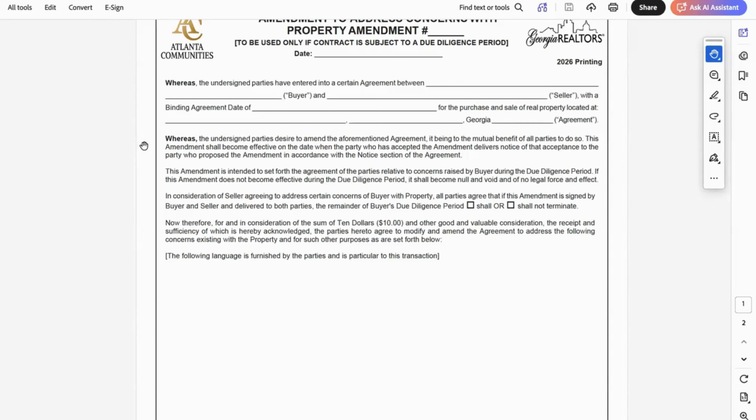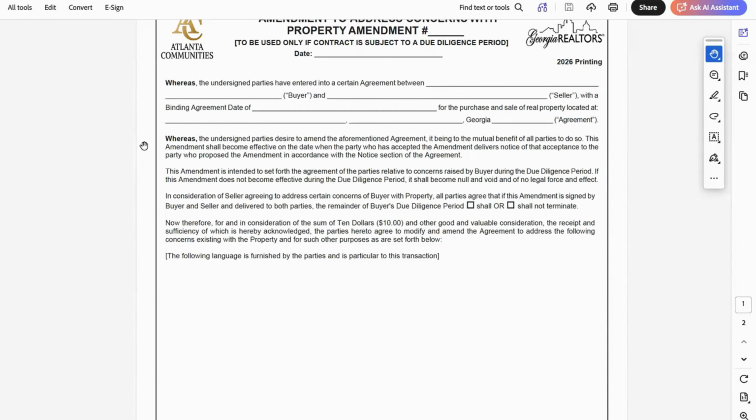Key legal protection. This form states, if this amendment does not become effective during the due diligence period, it becomes null and void. If the buyer and seller do not reach agreement before due diligence expires, the agreement has no legal effect. After due diligence, the buyer usually loses repair negotiation leverage.